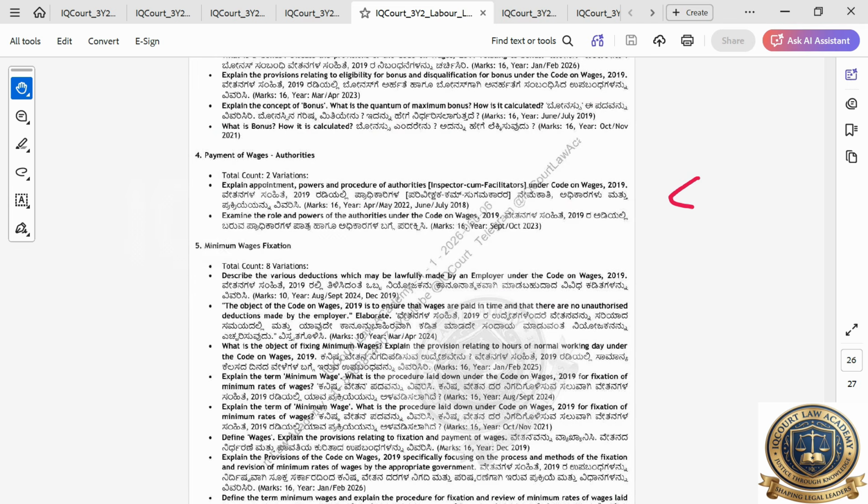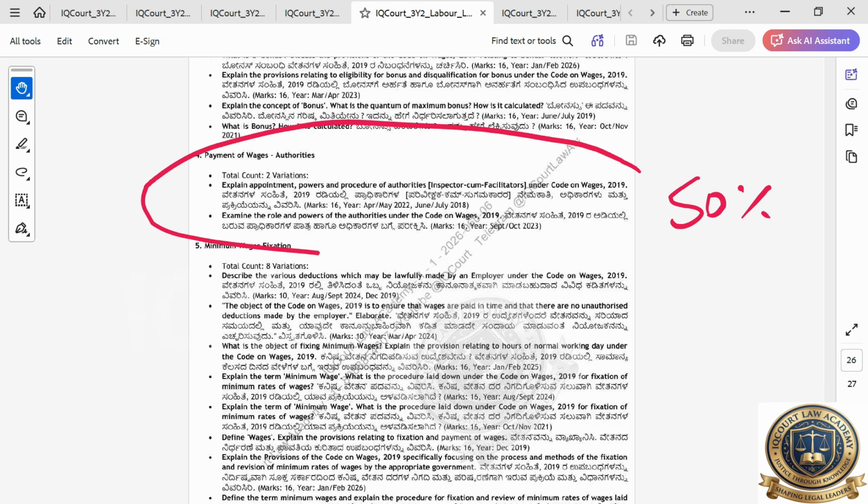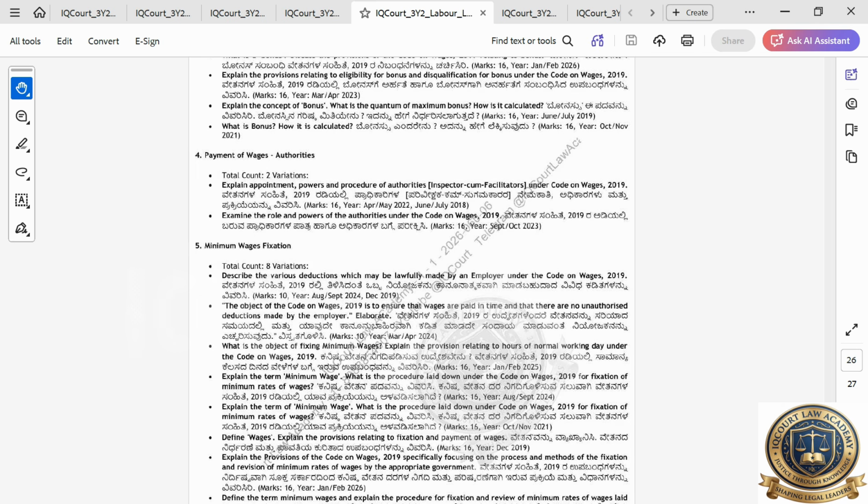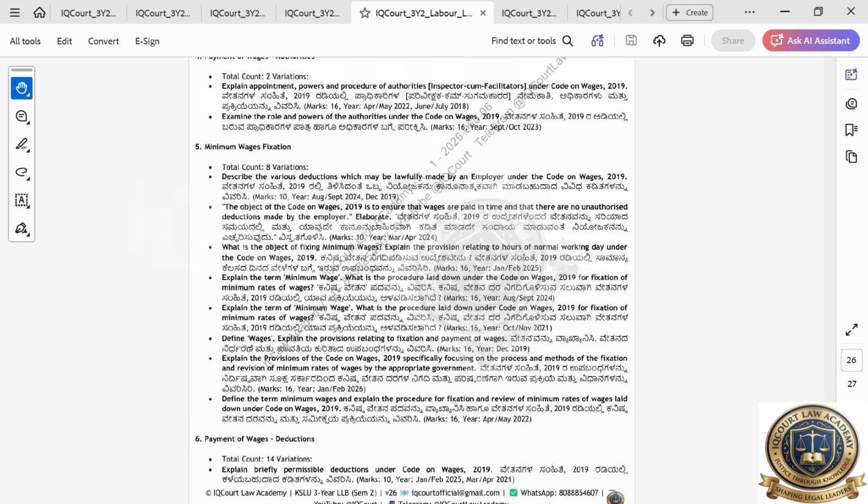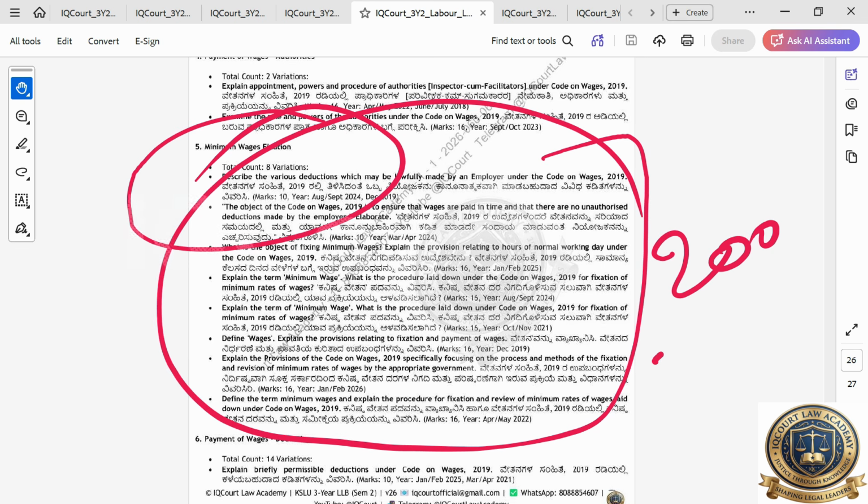This question has only a 50% probability. They may not ask about the authorities, they are not going to ask usually. If they really want to make the question paper tough, definitely they will ask this question, 100%. Minimum wages fixation is a 200% important question, 300% important. They may ask it for 8 marks or 16 marks.